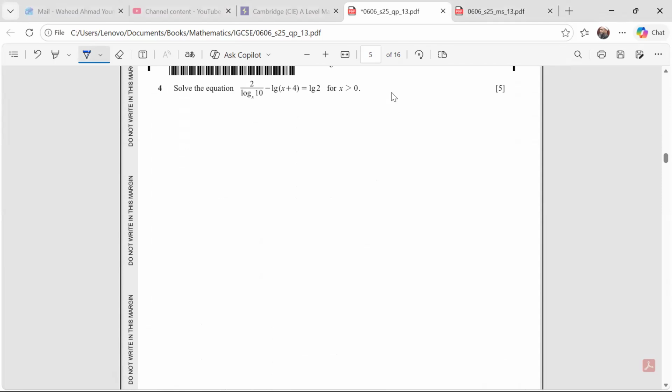Okay, so we have to solve this equation. You see, there are two types of log here. One is log base x and one is log base 10. So anyway, we have to be careful about solving this equation.